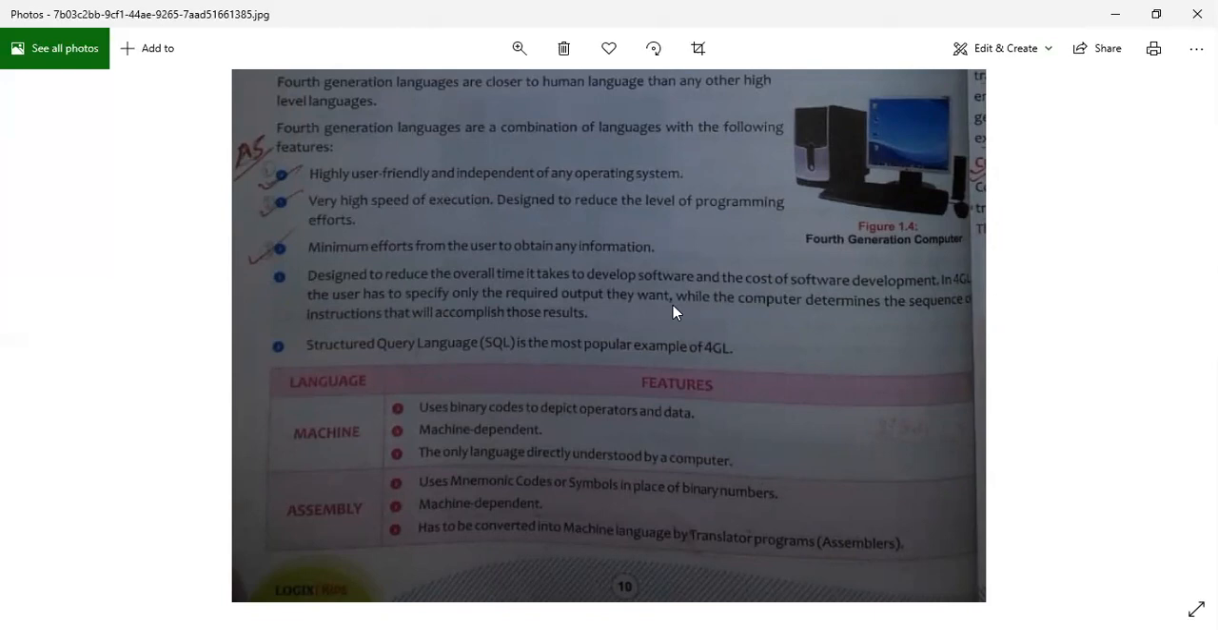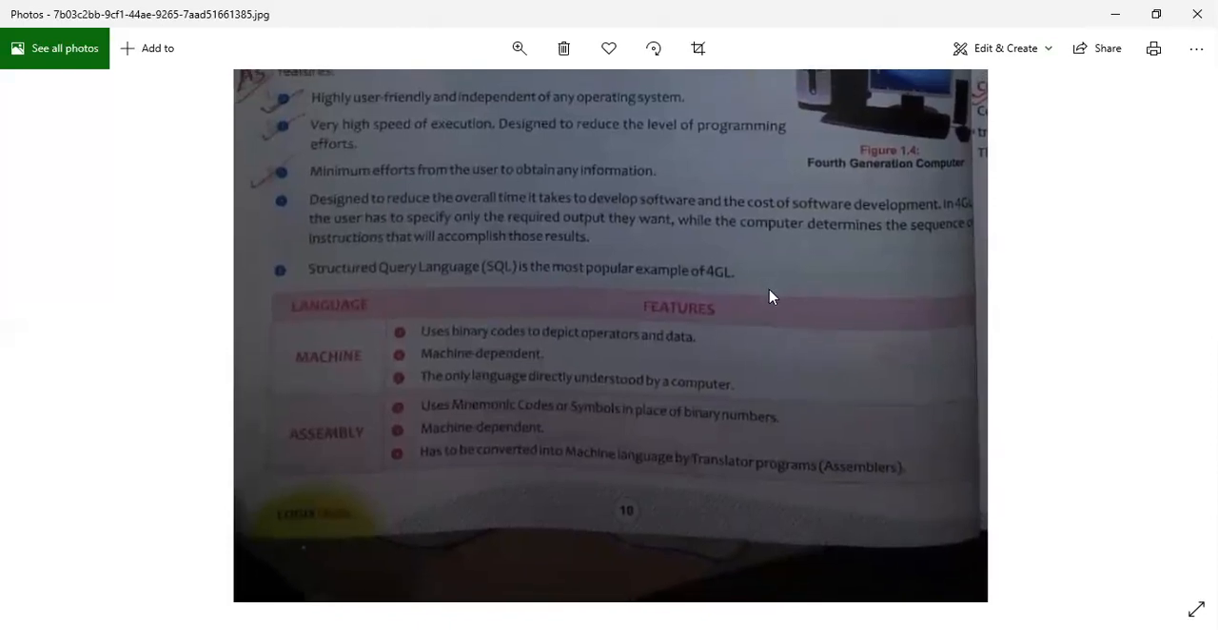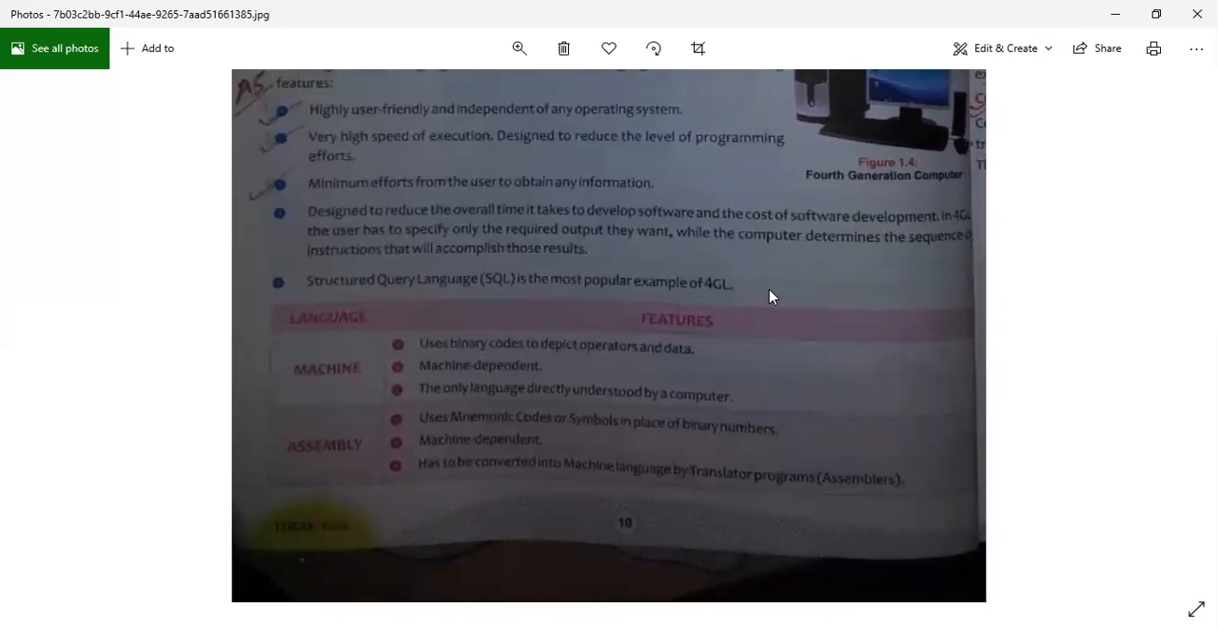Designed to reduce the level of programming efforts. So what does the level of programming efforts mean? How much time, how much effort, how much hard work I have to give to write a program. So these languages make it very easy for us to write a program. Minimum efforts from the user to obtain any information. So if I want to get any information from computer, it will take very less time. It is very easy.